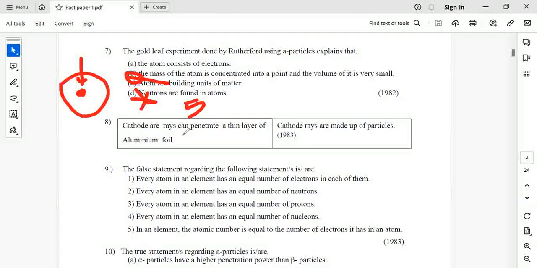8. Cathode rays can penetrate a thin layer of aluminum foil. Cathode rays are beta particles. They can penetrate through aluminum. The first one is true. Cathode rays are made up of particles. Yes, it is also true. It has a mass. If anything has a mass, it has particle properties. Both are true. No relation between them.